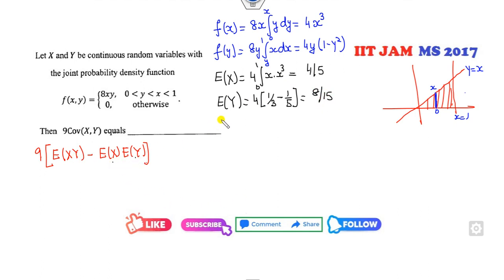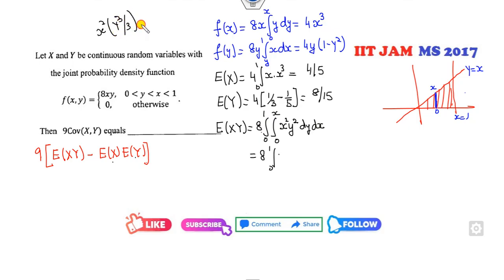Now expected value of x into y. So that means it's a double integration xy into 8xy. So 8 is outside, so it's x square y square. Fine. So limits are from 0 to x, 0 to 1. So I can take x square as a common. So what is the integration of the y square? Y cube over 3 from 0 to x. It's x raised to power 5 over 3 into dx.